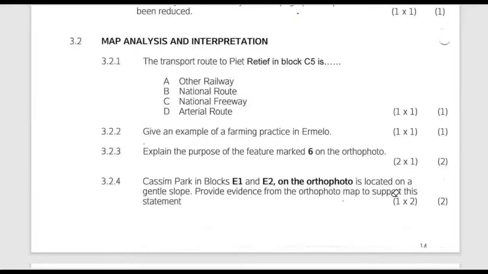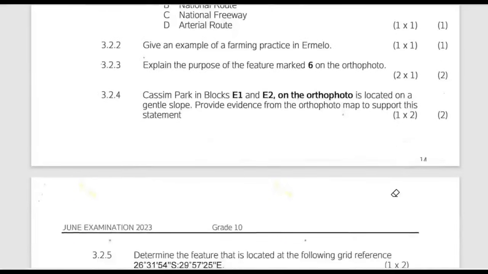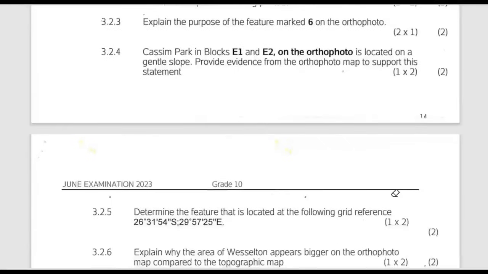Explain the purpose of feature 6. Right, you just check the nature of the feature and confirm with the key of the map and see how it is used by people in that area. Then Kazim Park in blocks E1 and E2 on the orthophoto is located on a gentle slope. Provide evidence from the orthophoto map.